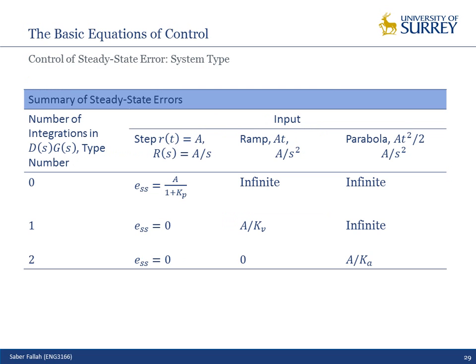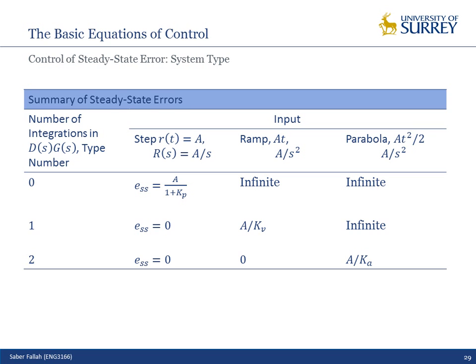So as a general summary of what I said so far, if the type number is 0, the steady state error for the step input is A over 1 plus Kp, for the ramp it is infinite, and for the parabola input it is infinite. If you have type number 1, the steady state error for the step input is 0, for the ramp is A over Kv, for the parabola is infinite.